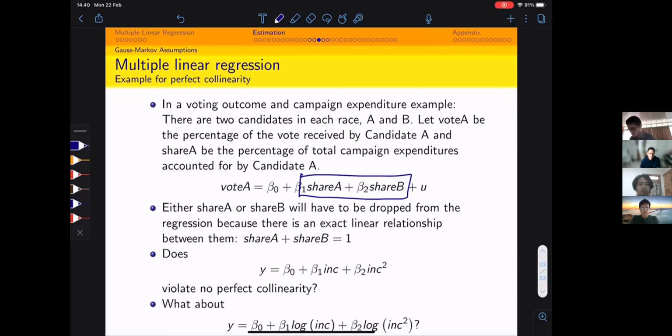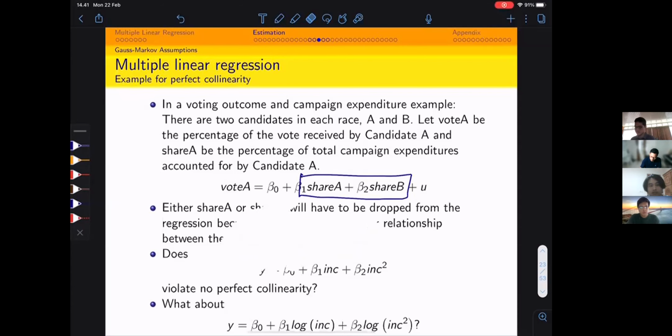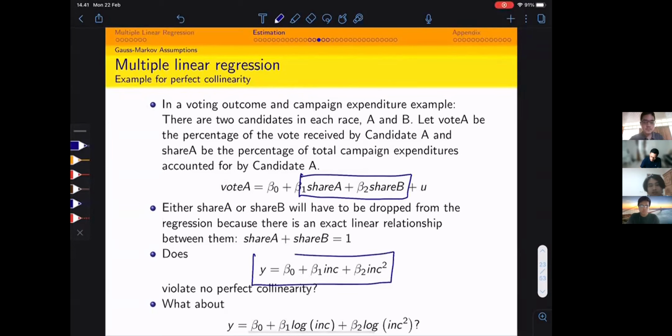In other words, shareA is a linear function of shareB, okay? Moreover, it's actually an exact linear relationship, okay? So since shareA plus shareB is equal to 1, then shareA is going to be a linear function of shareB, okay? So in this particular case, we're going to be facing the issue of perfect collinearity. We're going to violate the third assumption of OLS, okay? Now, my question to you is whether this particular specification violates the no perfect collinearity assumption.